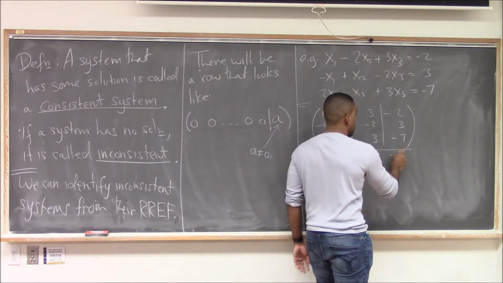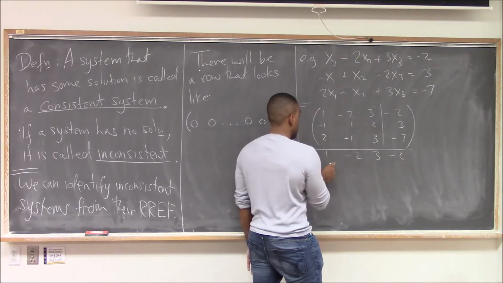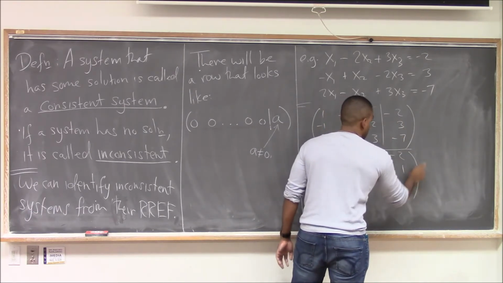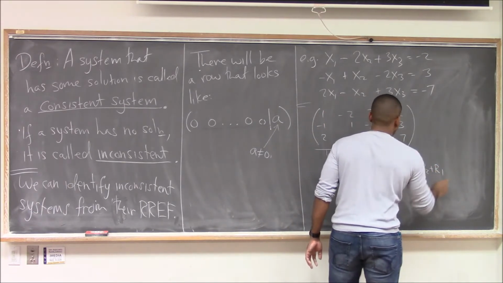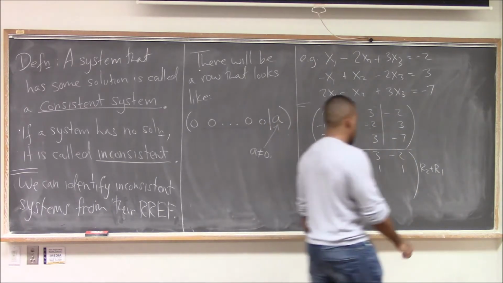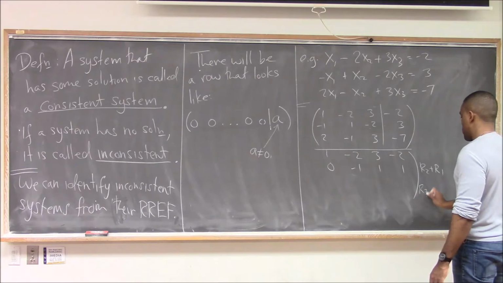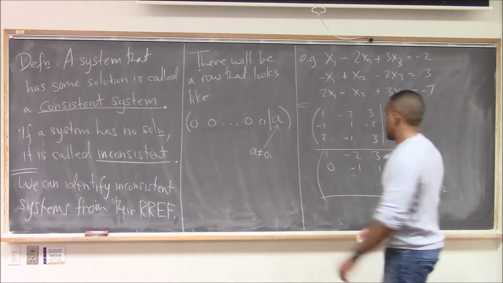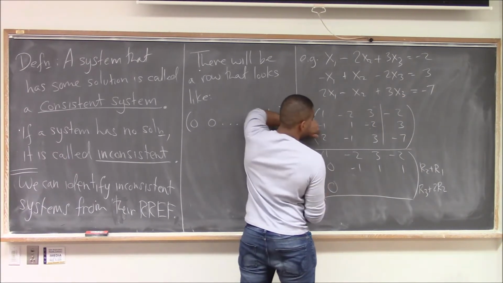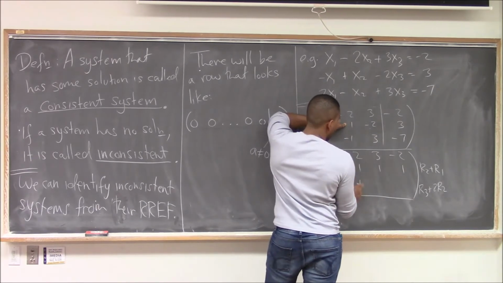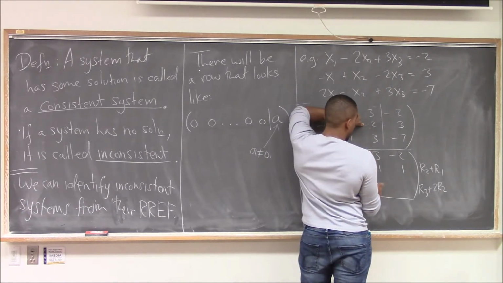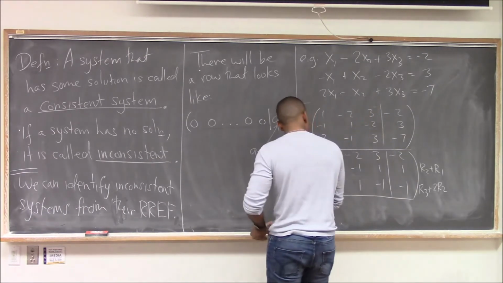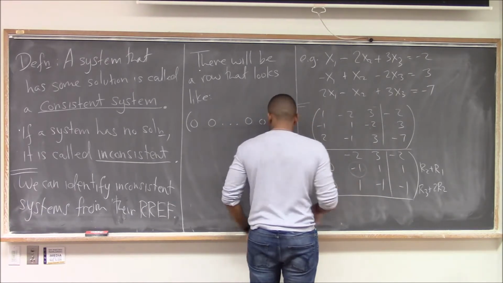First variable I would keep the same. I'll add these two: 0, minus 1, 1, 1. This is row 2 plus row 1. And I could do here row 3 plus 2 row 2. This thing is 0, 2, plus this 1 minus 4, that's minus 1, 6 minus 1. So now I want to establish this as a pivot, kill that guy.